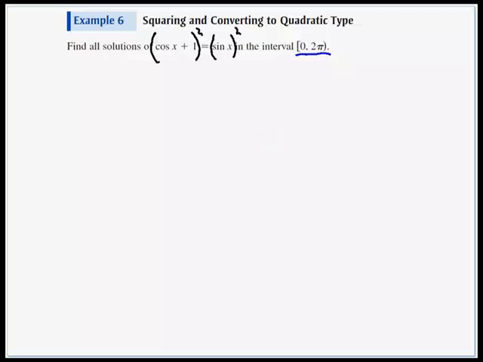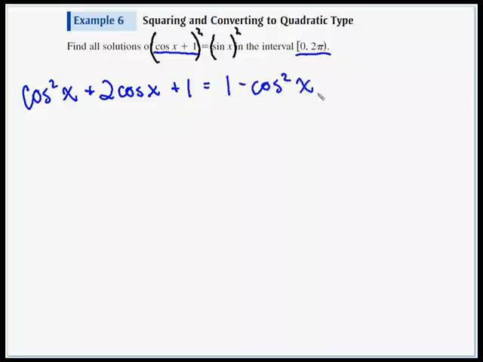So if we FOIL this out, cos x plus 1 times cos x plus 1 is going to be cos squared of x plus 2 cos of x plus 1 equals sine squared. And we can replace sine squared with a Pythagorean identity, 1 minus cos squared. And now everything is in terms of cosine.